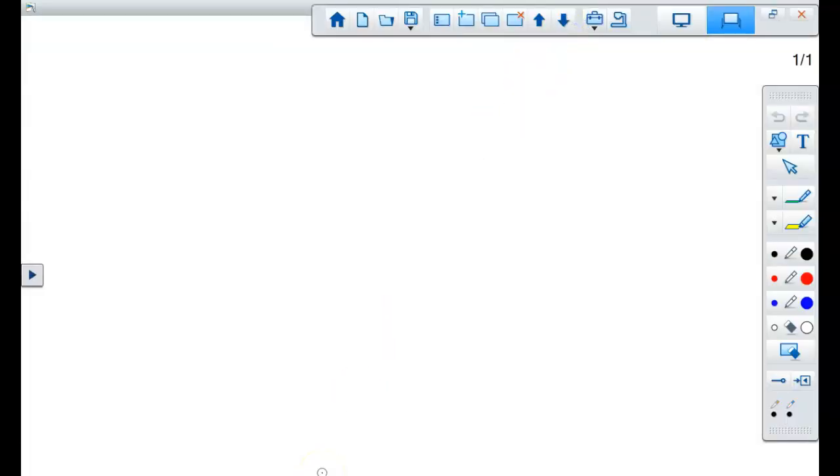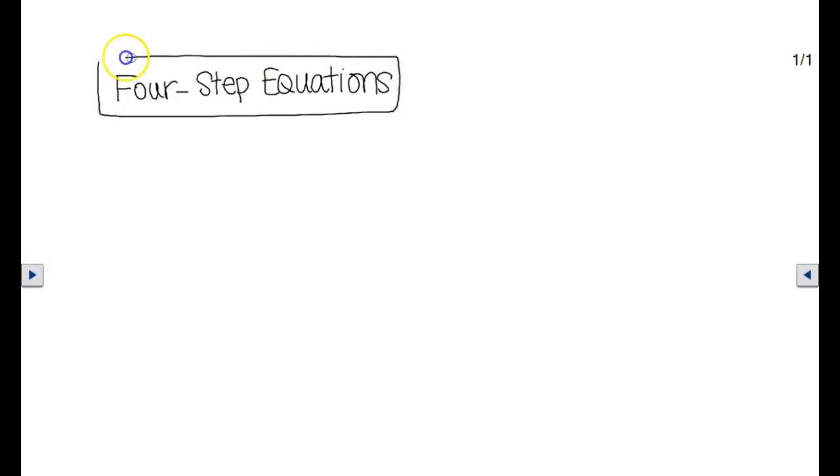All right, folks. I know that you are probably as excited as I am today because we are going to move on today to four-step equations. Just keeps getting better every time. Four-step equations. So 1, 2, 3, 4.